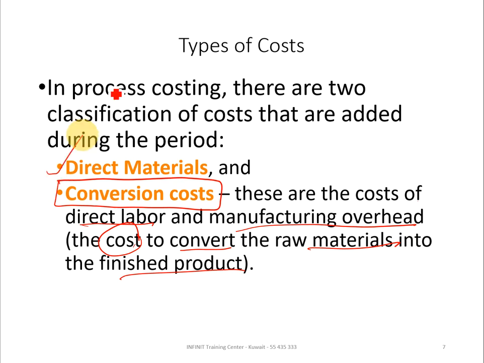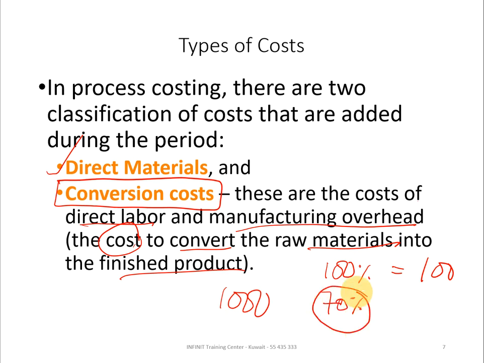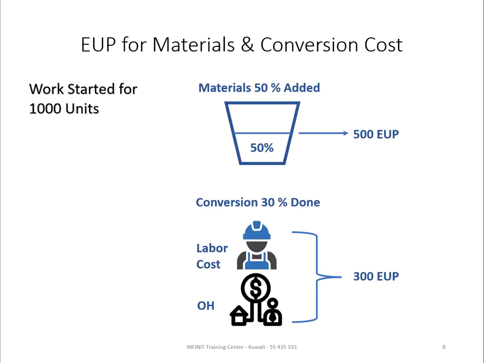Okay, so you have your material here, and how much cost incurred to convert this material into finished products. So we will now have 2 types of cost, and we have to find out EUP for both of these costs. If I say I incurred 100% of direct material, then EUP is 100. So you are working on 1000 units and you incurred 70% of conversion cost, then we will say EUP is 70. So for both, we have to find out EUP.